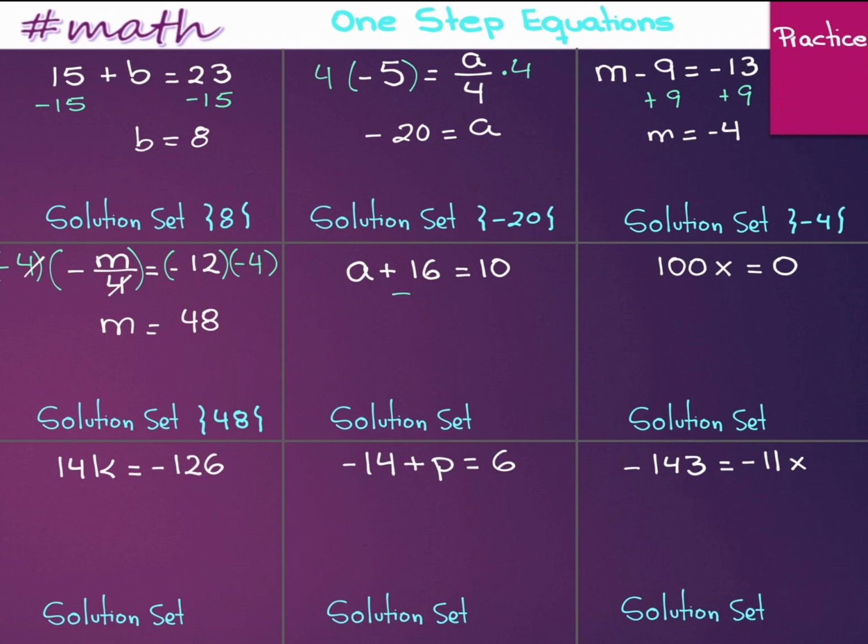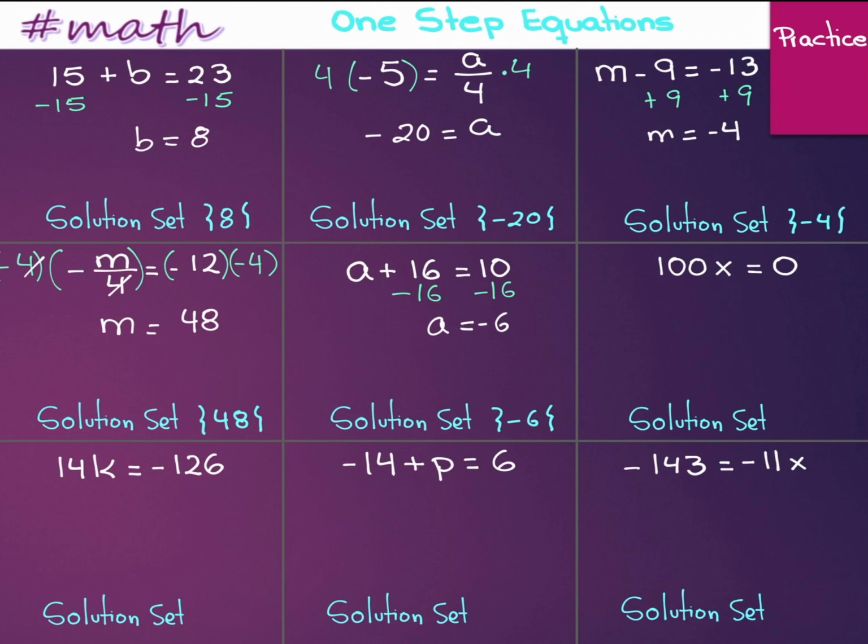Here we must subtract 16 on both sides, and we get a equals 10 minus 16. You subtract. 16 minus 10 is 6, and the sign of the largest one is negative, so my answer is -6. The solution set is the set containing -6.